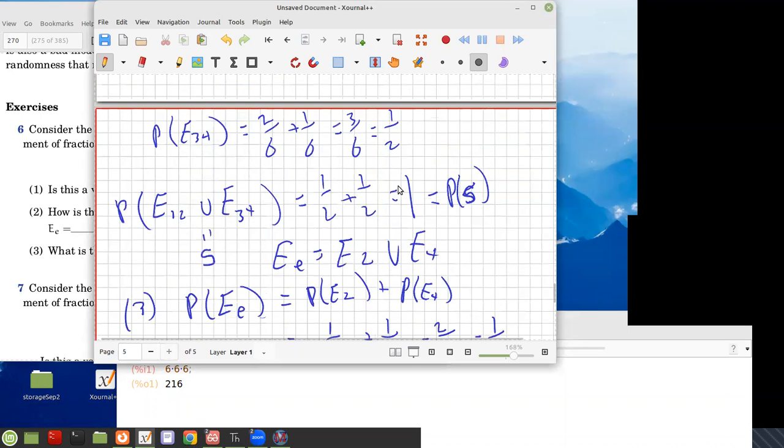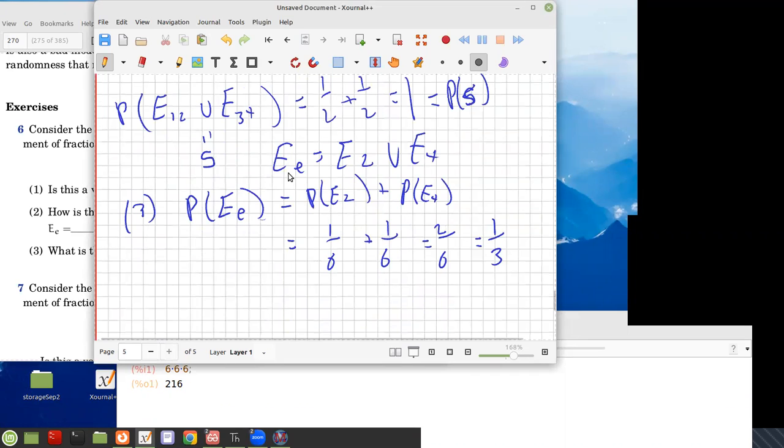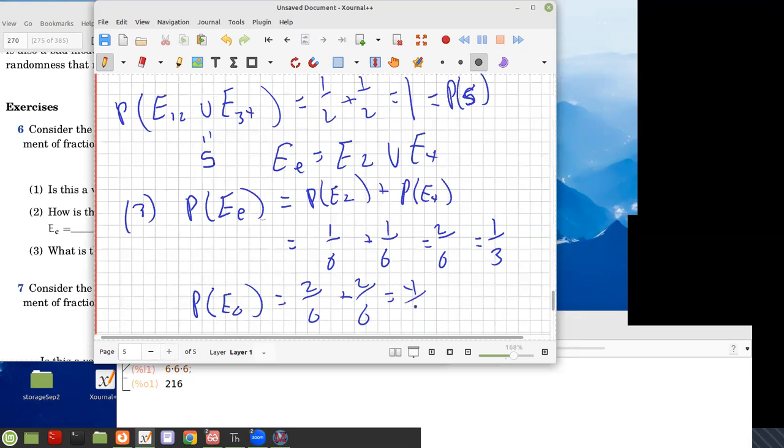So what we have to do is use that rule that since the even event or subset is the union of these other two subsets, which is E2 and E4, the probabilities have to add. These are mutually exclusive, no outcomes in common. So it's going to be 1/6 plus 1/6 is 1/3. And so the probability of E odd will similarly equal 2/6 plus 2/6 equals 4/6, which equals 2/3.